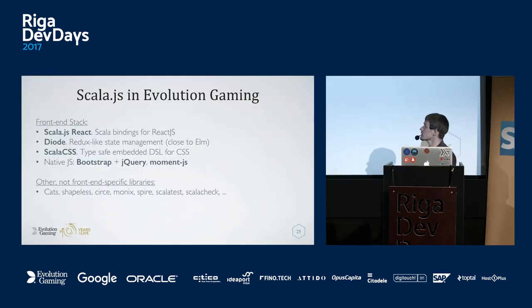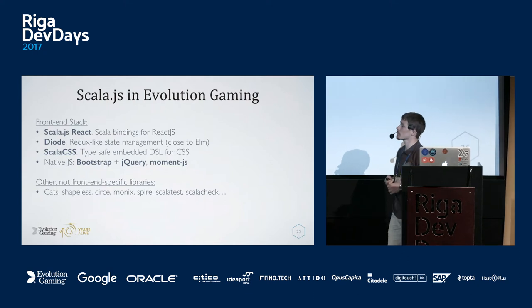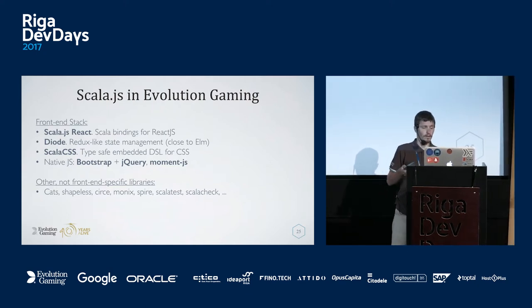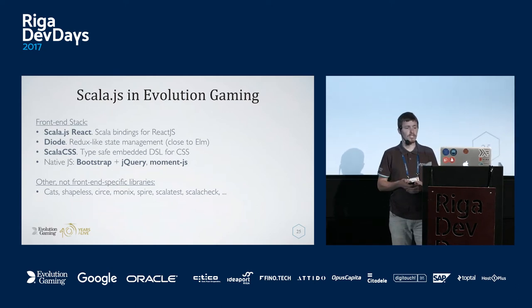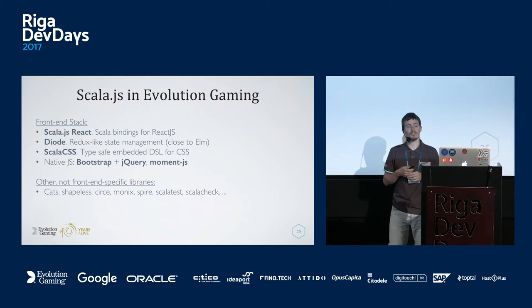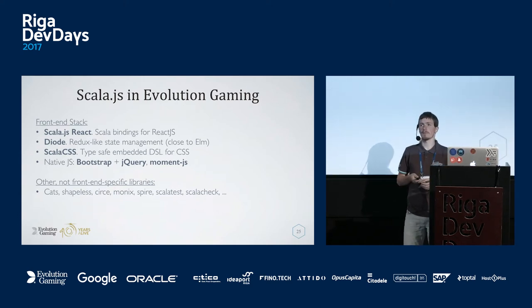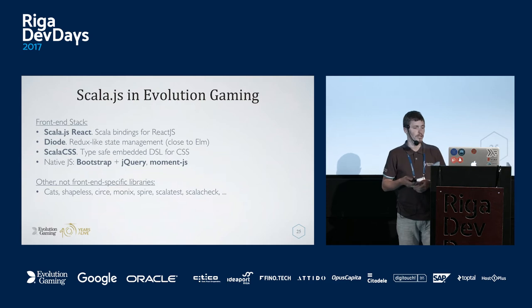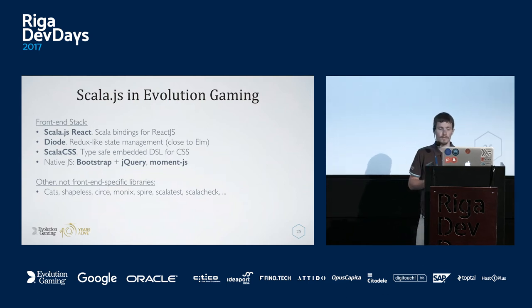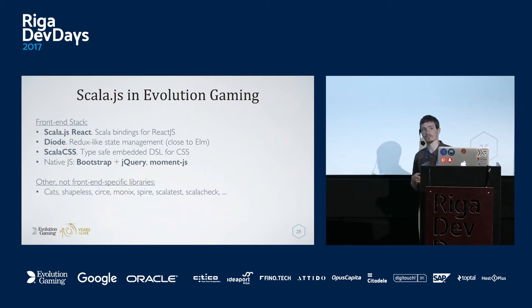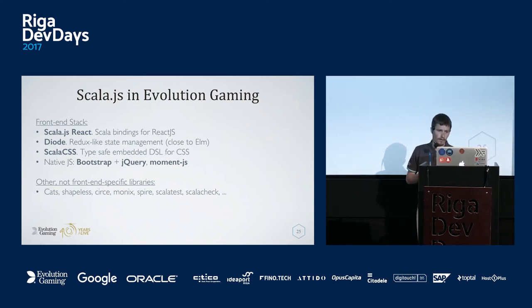So the stack is scalajs-react, which is ScalaJS bindings for native React.js. This is actually one of the core libraries in the ecosystem because it opened doors for many people to using ScalaJS in production. The author is David Barri. He does a really amazing job on this library.